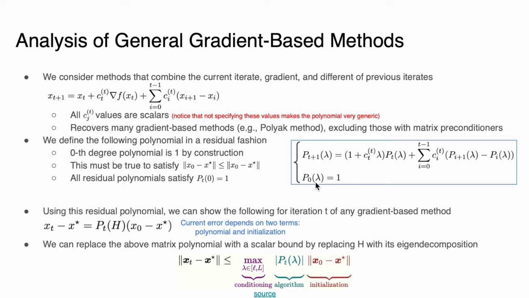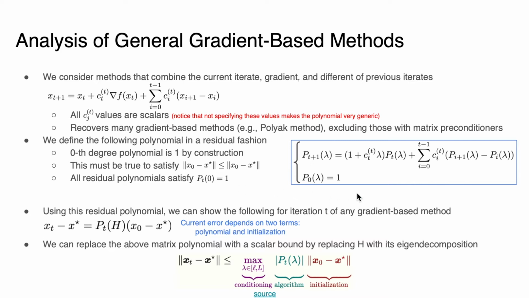But given this residual polynomial that we associate with our optimization algorithm, there are some interesting things that we can notice. First of all, the 0th order polynomial is always equal to 1. And this must be true in order for the base case of our induction to hold. Additionally, it's always the case for any residual polynomial that the tth order polynomial, if evaluated at 0, must be equal to 1. So this property must always be true for any residual polynomial, and this becomes quite relevant to later analysis of our gradient-based optimization methods with this residual polynomial.